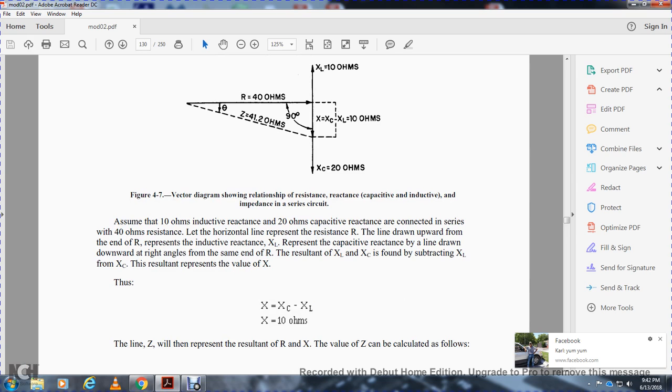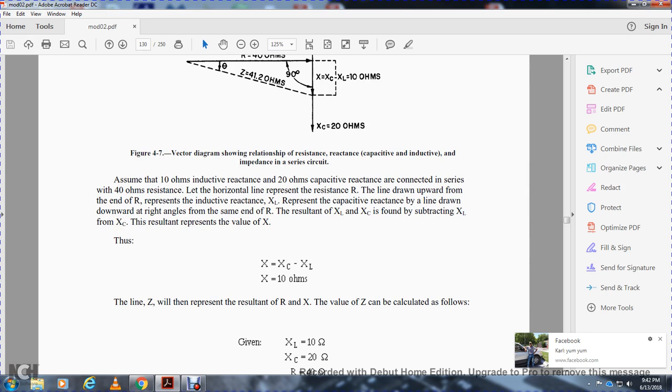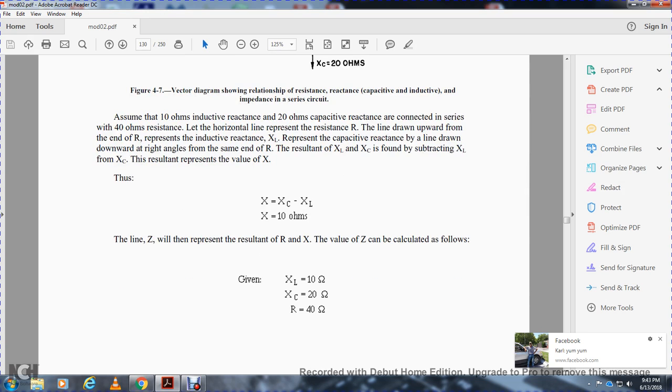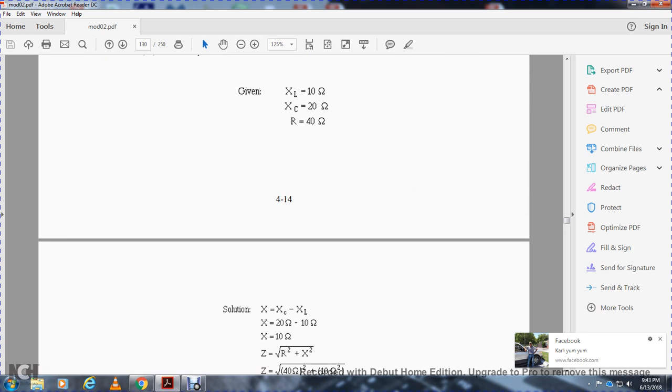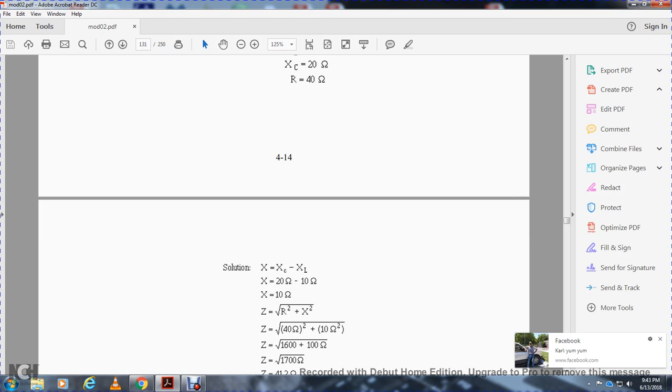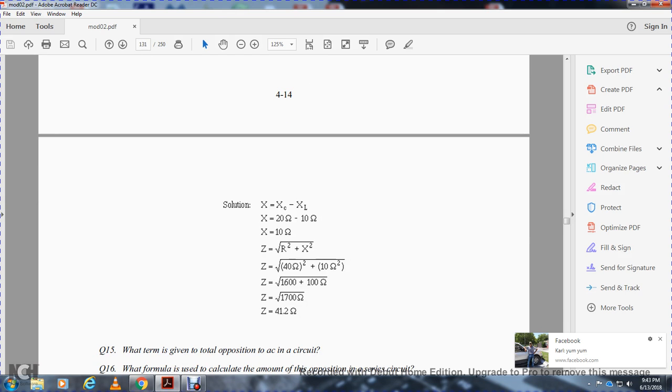So X would equal the capacitive reactance minus the inductive reactance, equal to 10 ohms. The line will then represent the resultant. Z would be calculated as follows: you have 40 ohms of resistance, and 20 minus 10 equals 10 ohms. Then impedance is equal to the square root of 1600 plus 100, which is 1700, or 41.2 ohms.